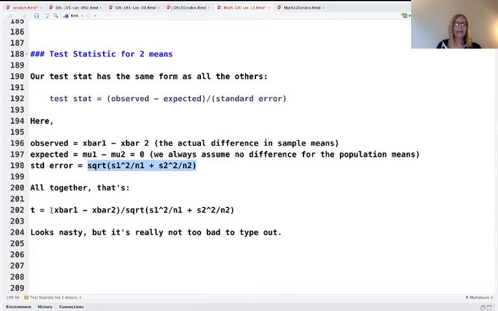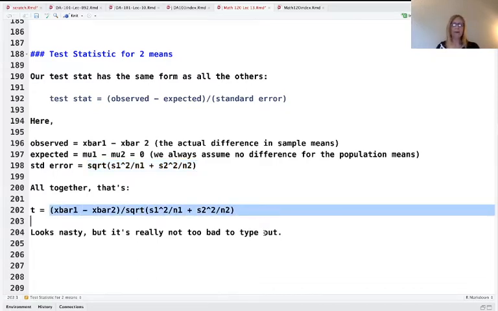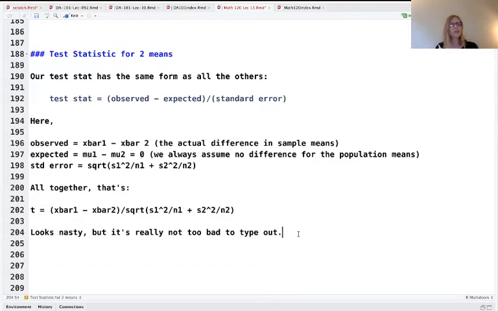So all together, if we put those pieces together, our little Lego pieces, that means our test statistic looks like this. It's x bar 1 minus x bar 2 on the top, and on the bottom it's the square root of all of that. Looks kind of nasty, but it's really not too bad. I'll show you here in a second.